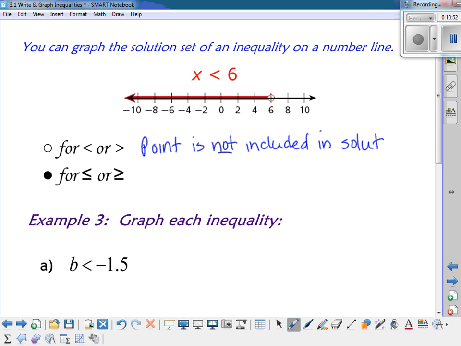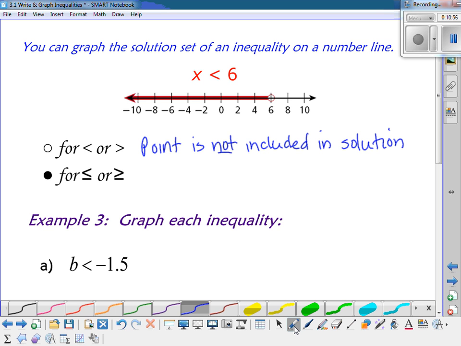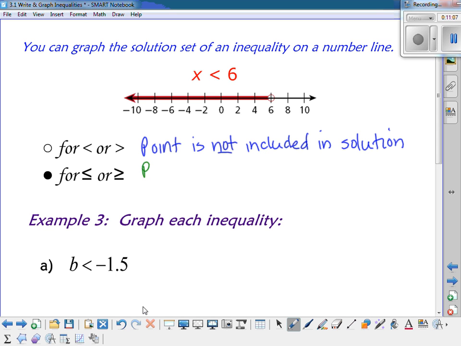And then if it is a less than or equal to or greater than or equal to, well, since it can equal the number, then the point is included in the solution. So we use a closed circle, which is a circle that's filled in. So the point is included when we have a closed circle.